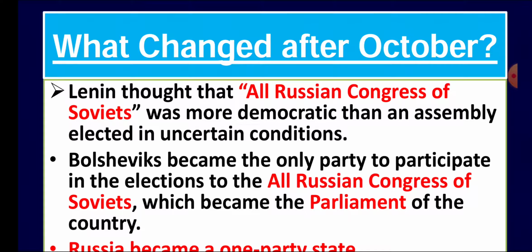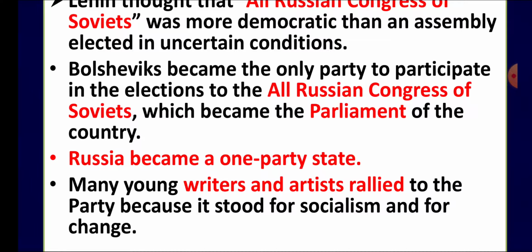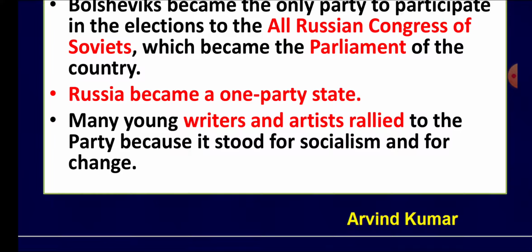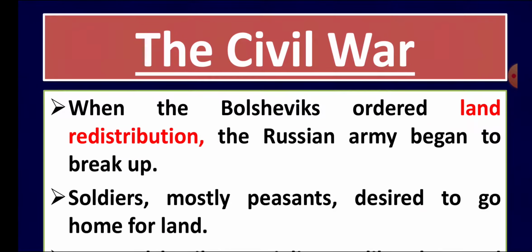Here the Bolshevik Party became the only party in Russia and participated in the elections as the All Russian Congress of Soviets, which became the parliament of the nation later on. Russia became a one party state. Many young writers and artists rallied to the party because it stood for socialism and change. They were given the responsibility to make people aware about socialism, about the social ideas. Social ideas here refers to those who believed in Marxist theories.